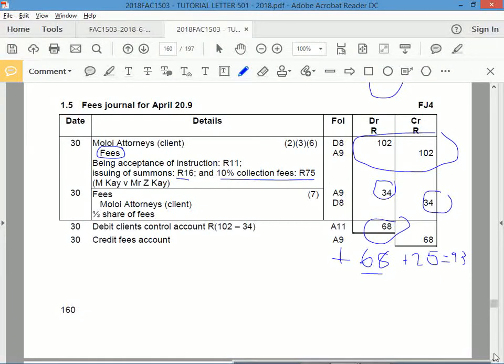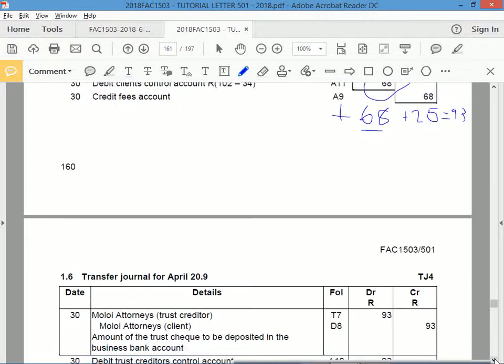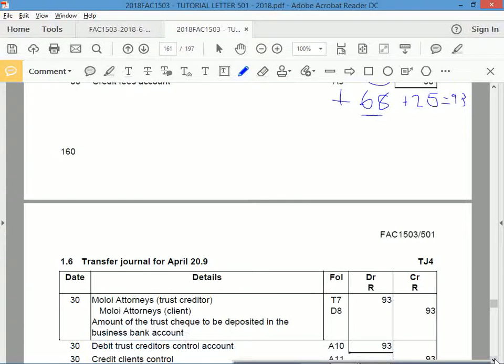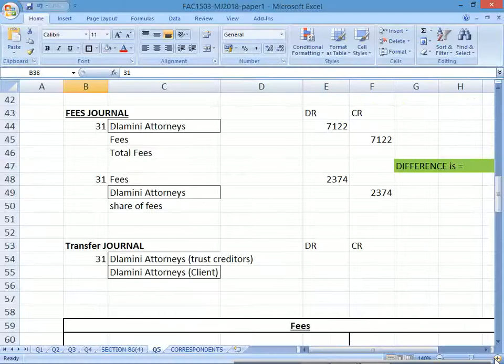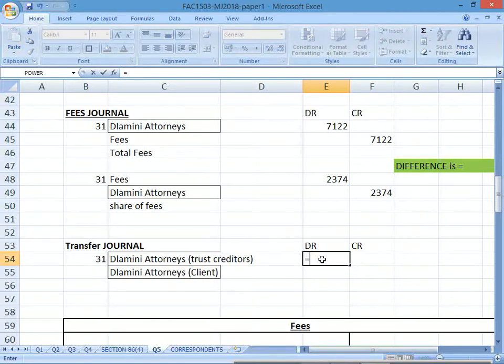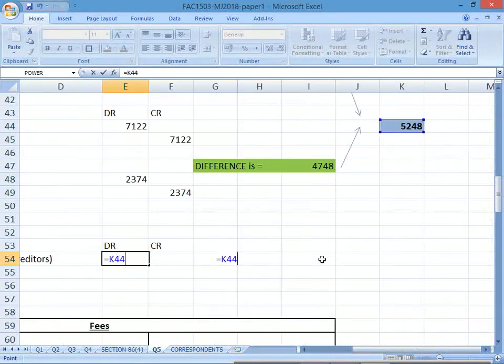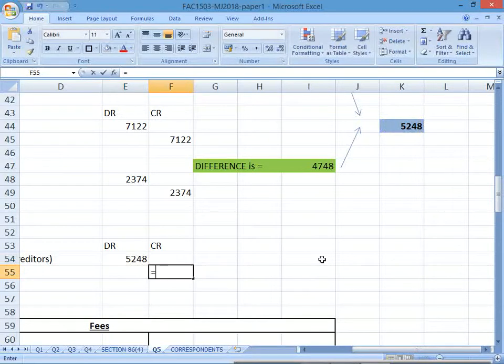And then we've just got the transfer journal, which is the 93, which is the 68 plus 25. So the transfer journal would have the total as well. For us, it would be this total that we had earlier, same total as before. Okay, the blue.